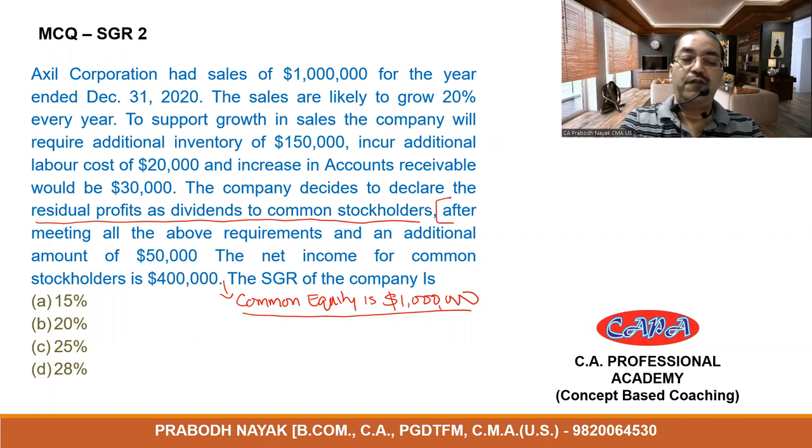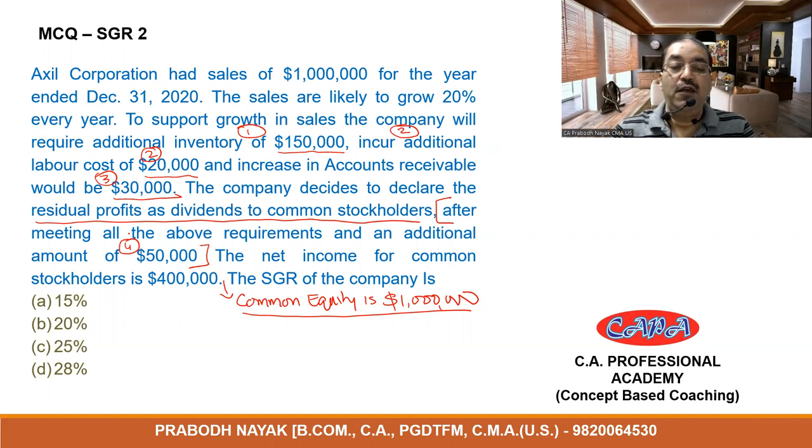After meeting all the above requirements, and an additional amount of $50,000. Which requirements? If the company is likely to grow at 20%, we will have additional inventory. This is the first requirement: additional inventory of $150,000. Additional labor cost of $20,000, second requirement. And increase in accounts receivable of $30,000, third factor. Plus I require another $50,000, maybe in cash. So four requirements are there.